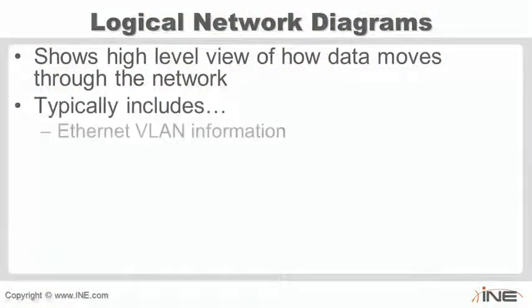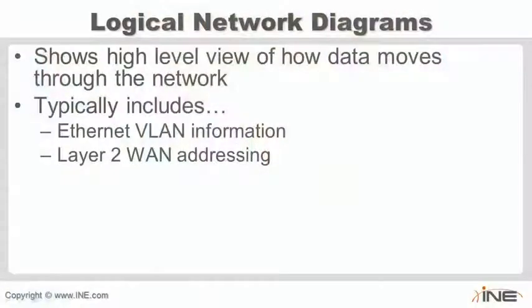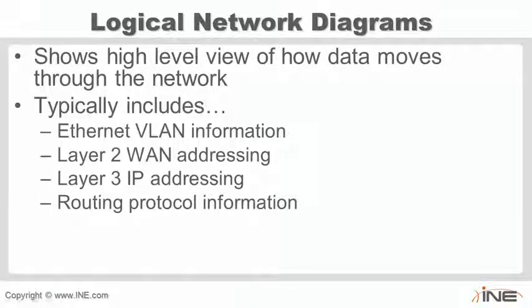things like the Ethernet VLANs or the wide area networking addressing, like in the case of frame relay, something that's called the data link connection identifier. We'll talk about it in more detail later. But this is typically the type of stuff that's going to be in your logical diagram. This is also where you'd see your layer 3 information, like your IP addresses, and also what your routing protocol design is going to look like.